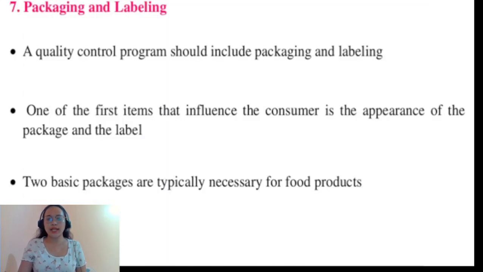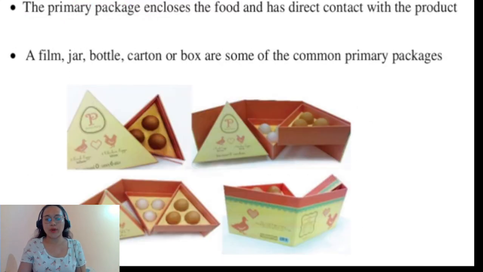So packaging and labeling. A quality control program should include packaging and labeling. It is one of the first items that influence the consumer, the appearance of the package and the label. The two basic packages are typically necessary for food products. First is the primary package, which encloses the food and has direct contact with the product. A film, jar, bottle, carton, or box are some of the common primary packages, as you can see in the pictures.